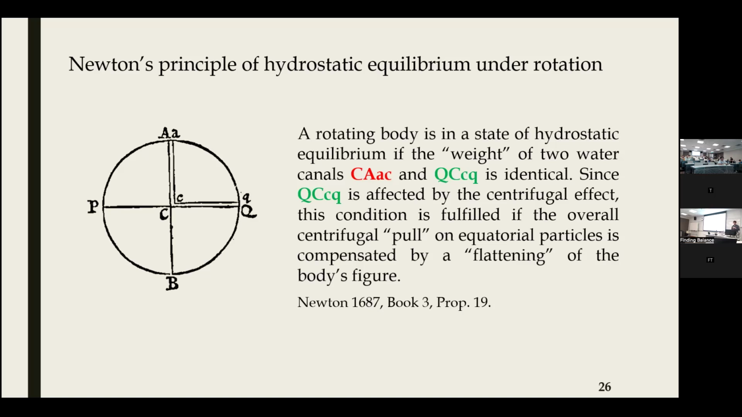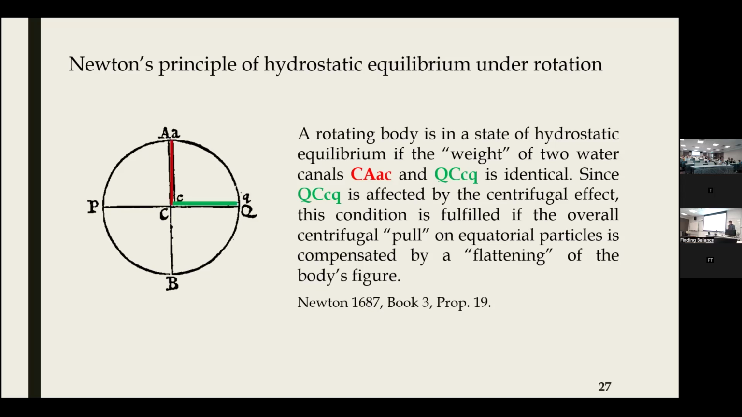It's pretty stipulative. He says, well, imagine two columns of water, right, connecting the pole and the equator of a body, the spheroid, to its center. Now imagine the spheroid starts rotating, right? We can say that that body is in hydrostatic equilibrium if the net force, the weight, on those two canals is exactly the same. Since it's rotating, the equatorial canal has to be extended. That is, the figure has to be squashed at the poles.